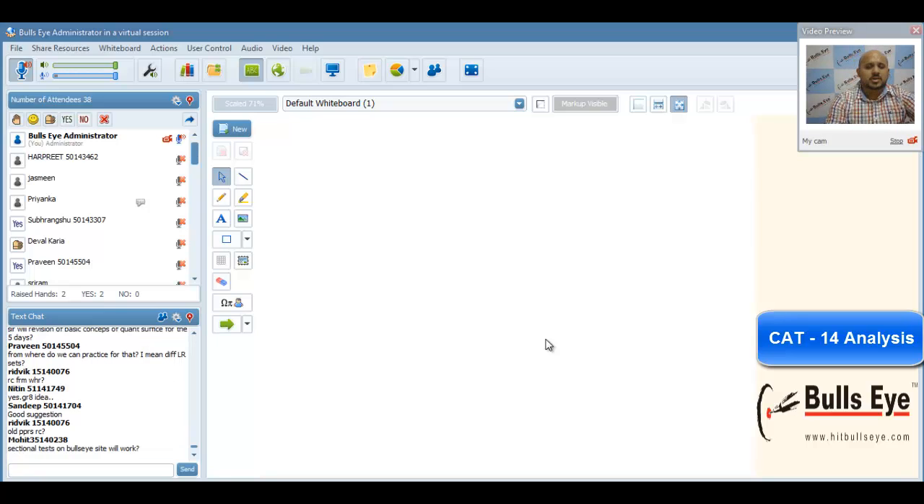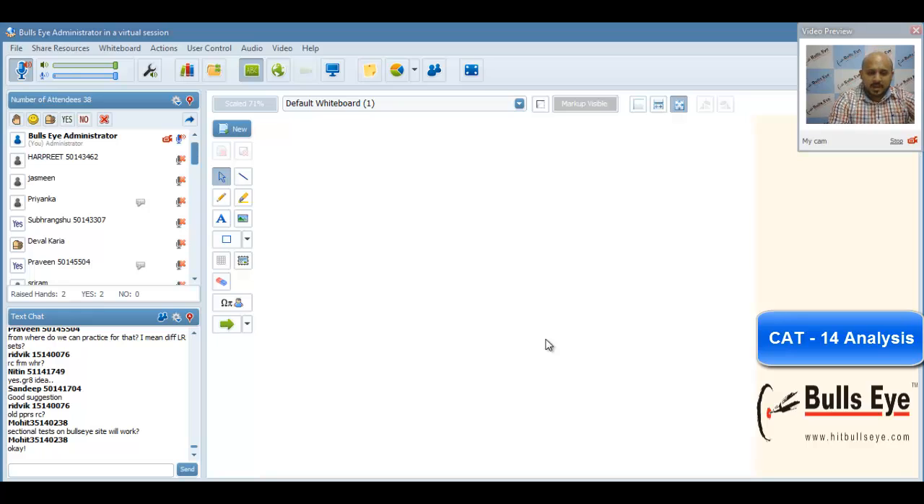Ritvik, yes, if you've not solved the old papers till now, solve those. Yes, the sectional tests would also work. Mohit, you can use those as well. You have to keep that in mind. Sectional tests on Bullseye website will work, Mohit. You can solve those as well. These are the broad things that you should keep in mind while preparing in the next few days.